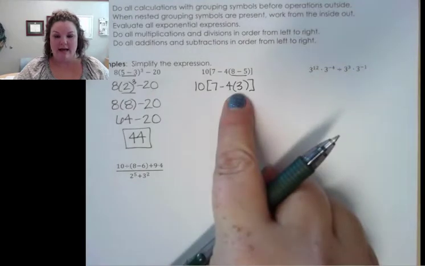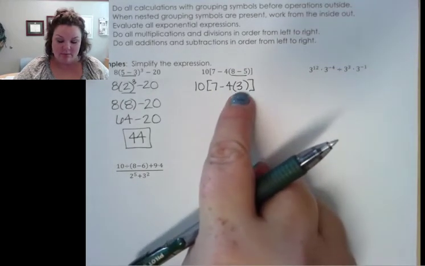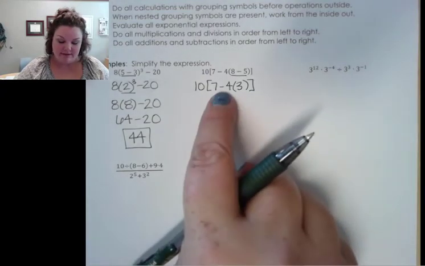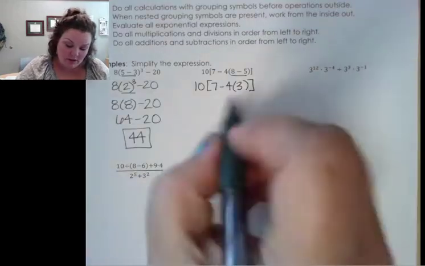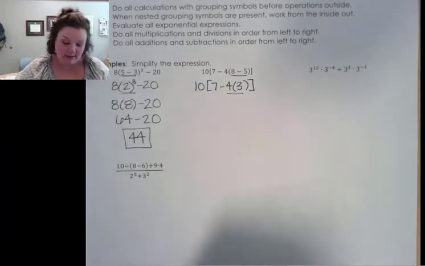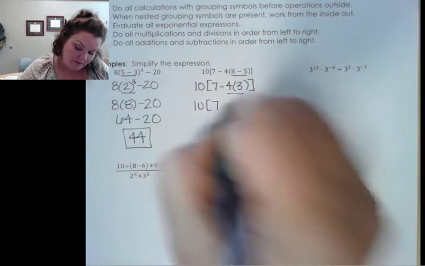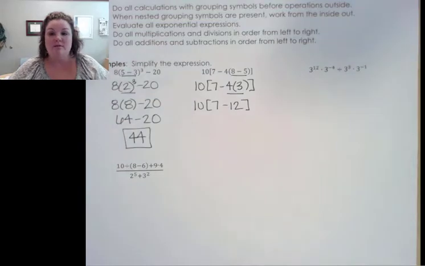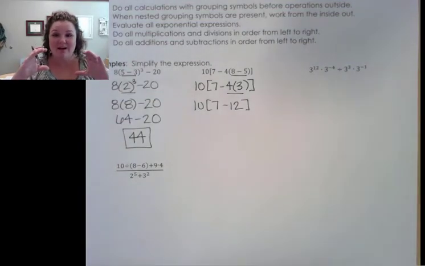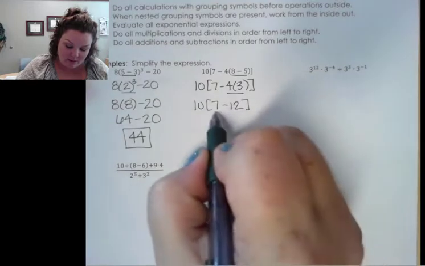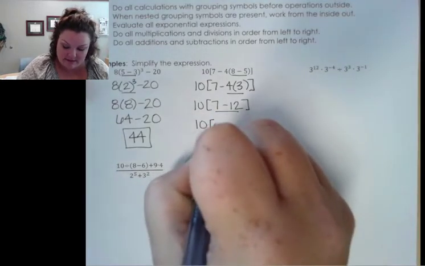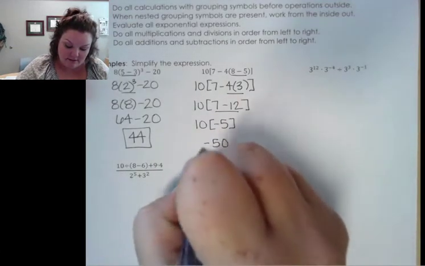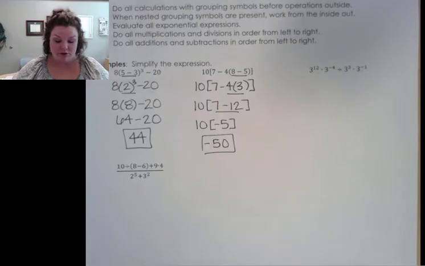And now I want to go ahead and keep working. Now that that innermost grouping symbol is over, now I'm focused on my brackets. So inside of my brackets, I have a subtraction and I have a multiplication. We do multiplication first before subtraction. So we still have our 10, we still have our 7, negative 4 and 3 gives us a negative 12. And then we're still working on that same grouping within those brackets. So we're going to do 7 minus 12 next. So we have 10 times negative 5, and 10 times negative 5 is negative 50. Okay? All right, I want to show you two more.